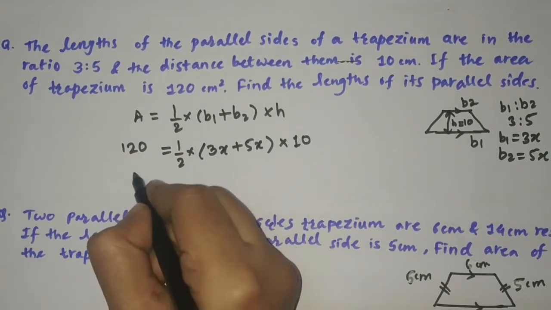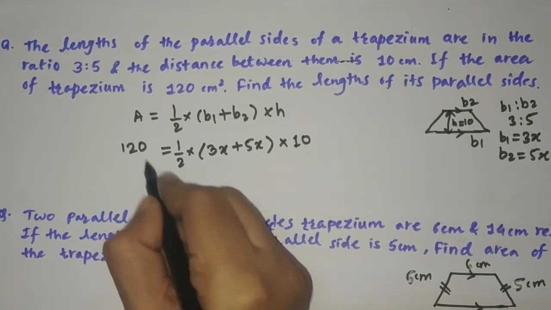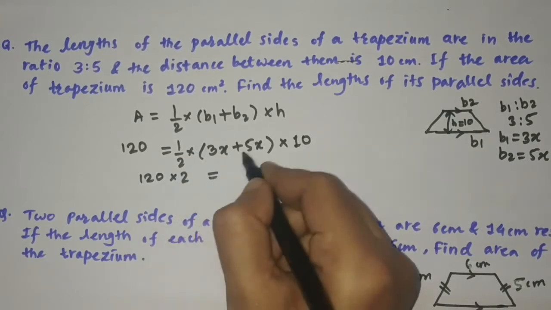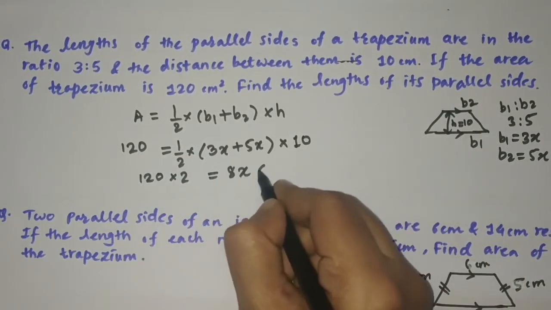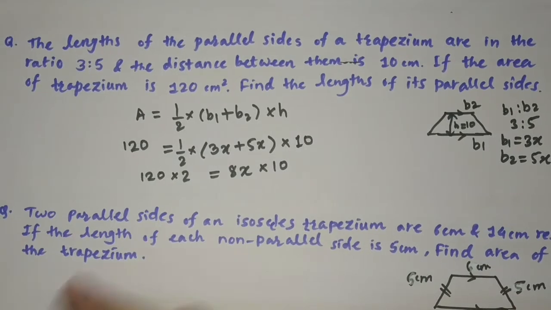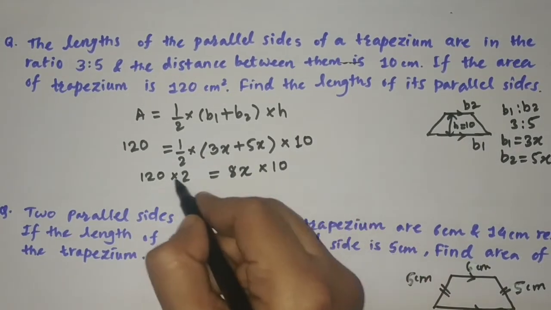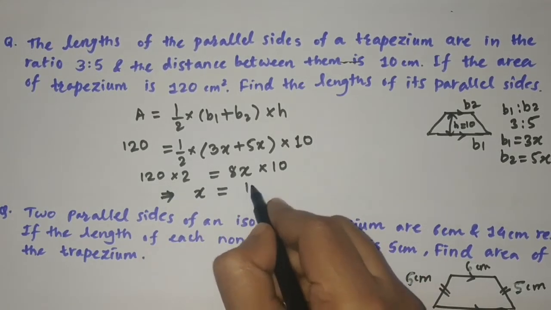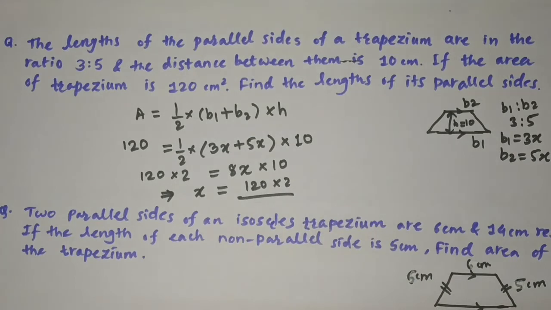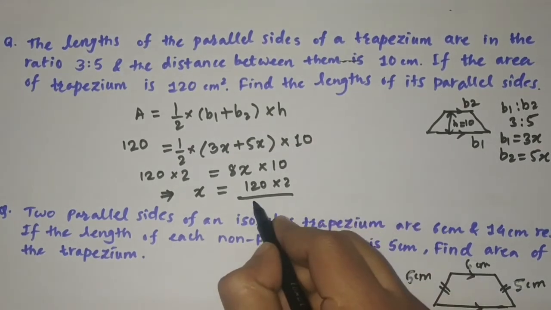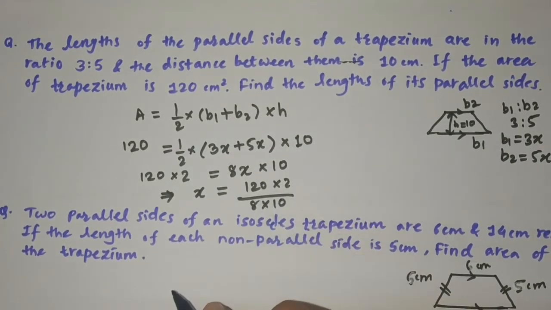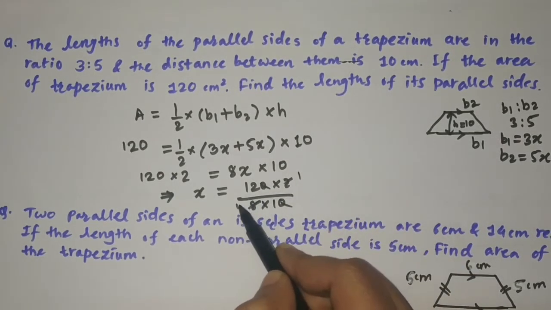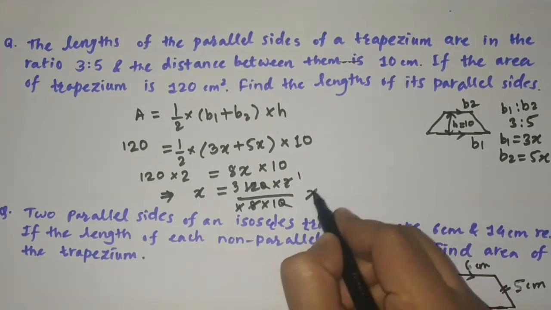Okay, now we'll solve it. This 2 will go there. So 120 into 2 is equal to 3x plus 5x, which gives 8x multiplied by 10. So now send this 10 and 8 here. Otherwise you can get x is equal to 120 multiplied by 2 divided by 8 into 10. Okay, friends, I can cut these, 2 ones are 2, 4 ones are 4, 4 threes are 12. So x I got as 3.